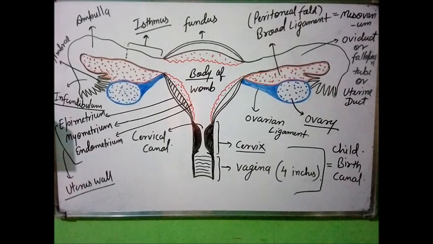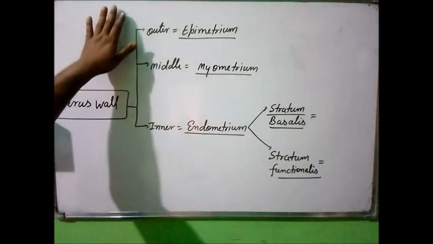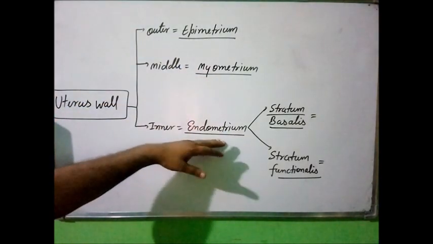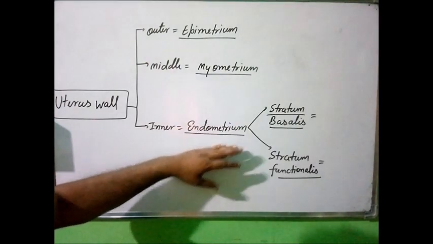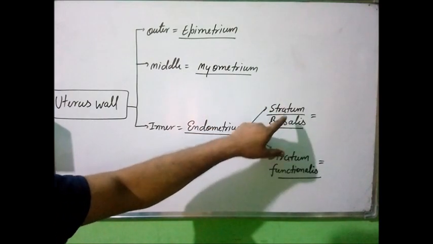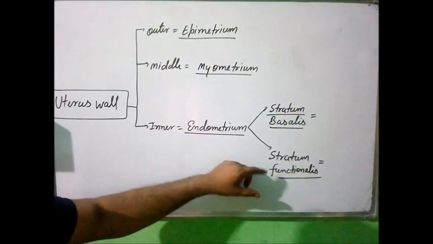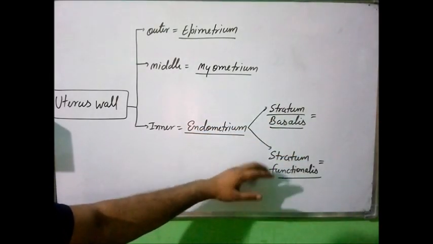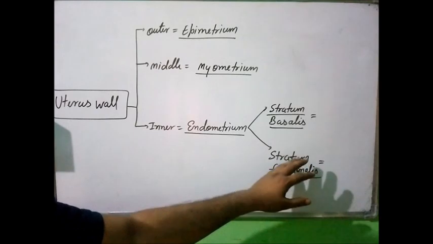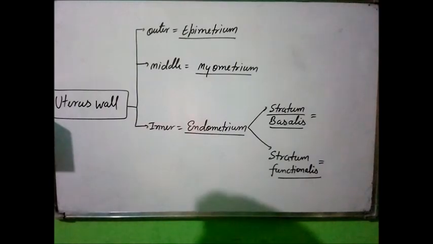Now let us see the composition of the epimetrium, myometrium and endometrium in terms of tissue composition. I have told you the uterus wall consists of 3 layers. The outer layer is called epimetrium, the middle one is myometrium, and the inner one is endometrium, which is unstable. The endometrium is further divided into 2 layers. One is stratum basalis. Stratum means layer, basalis means basal layer. Then another layer is stratum functionalis. This is the functioning layer which undergoes the cyclic changes during the female reproductive cycle or menstrual period.